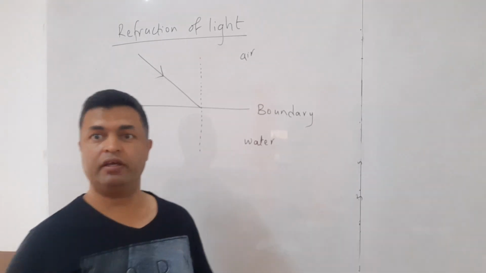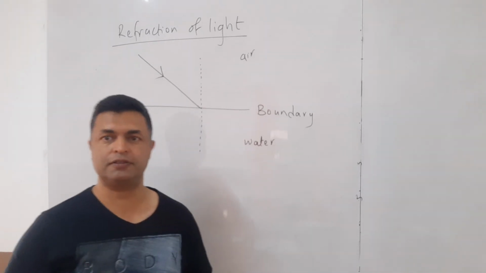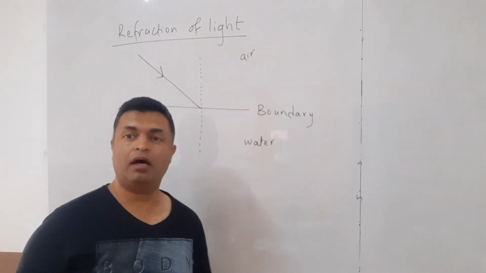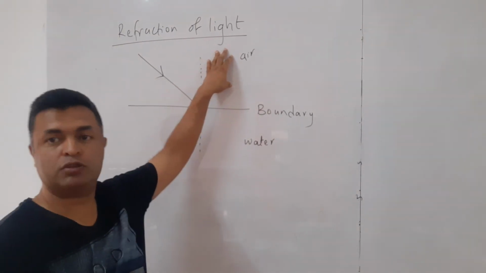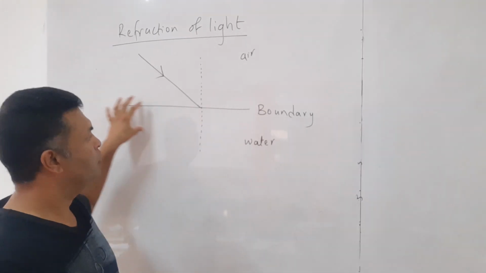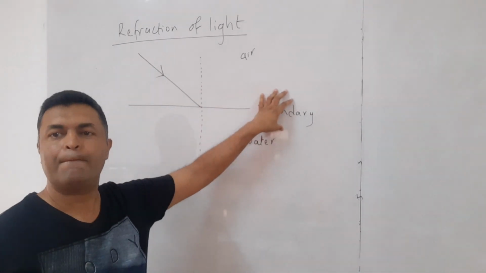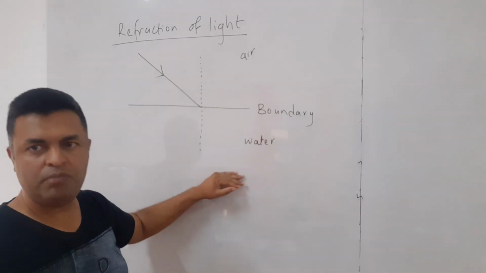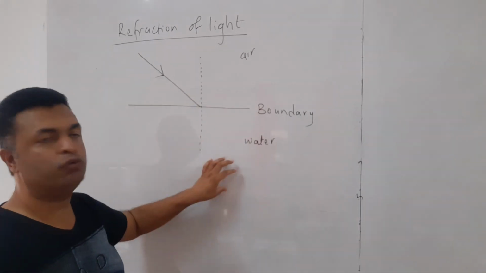Next part, we take the refraction of light. You can see here that you have air as one medium and water as the second medium. In between, I'm calling it the boundary, separating the two media. So you have air, you have water.